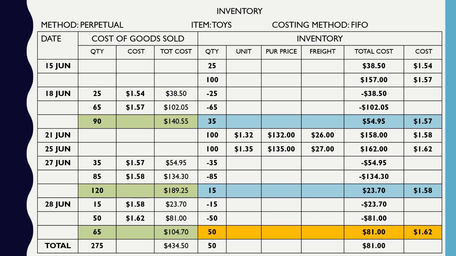And then, of course, you're going to tally up your total. So I sold a grand total of 275 units with the remainder of 50 units left in my inventory. Okay? So any questions in this? This is the easiest way to keep track of your inventory, but it's the most tedious way because you're constantly calculating left to right, left to right, left to right. Any questions in regards to perpetual inventory? No.